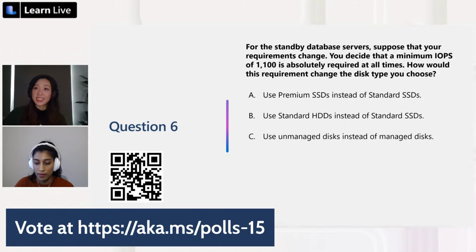Oh, there's my mouse. I'll go through this one more time. This question's a little bit tricky, but don't worry. For your standby database servers, suppose that your requirements change and you want to achieve a minimum IOPS of 1,100 at all times. So how would this requirement change the disk type that you use? Would you A, use premium SSDs instead of standard SSDs? B, use standard HDDs instead of standard SSDs? Or C, use unmanaged disks instead of managed disks?